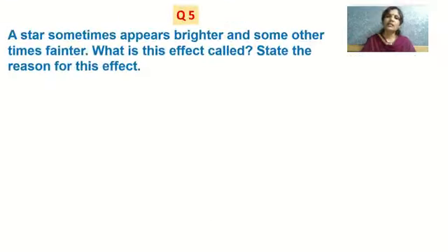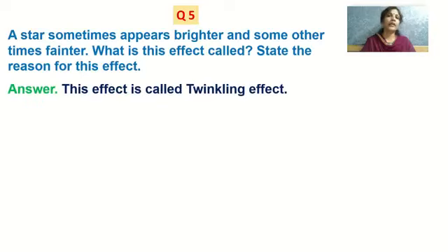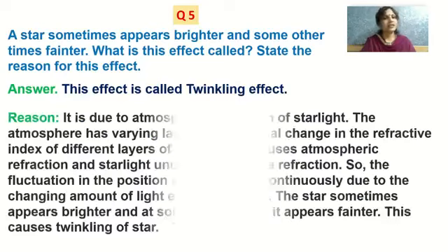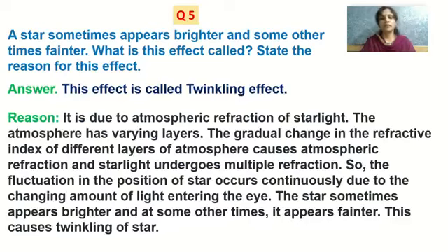A star sometimes appears brighter and sometimes fainter. What is this effect called, and state the reason for this effect. So the effect is called twinkling effect or twinkling of stars. And what is the reason for this? So the reason is this happens due to atmospheric refraction of starlight.